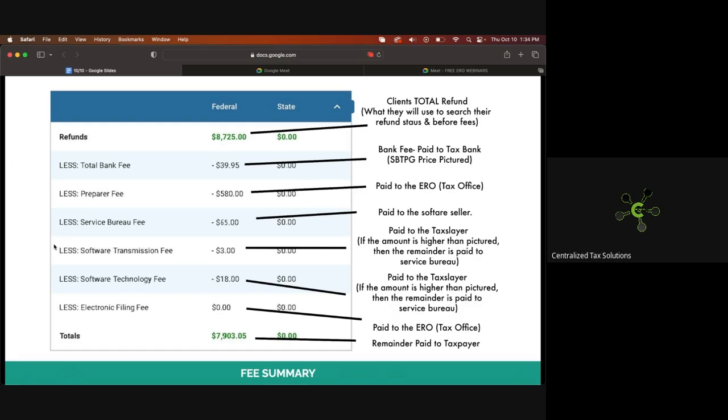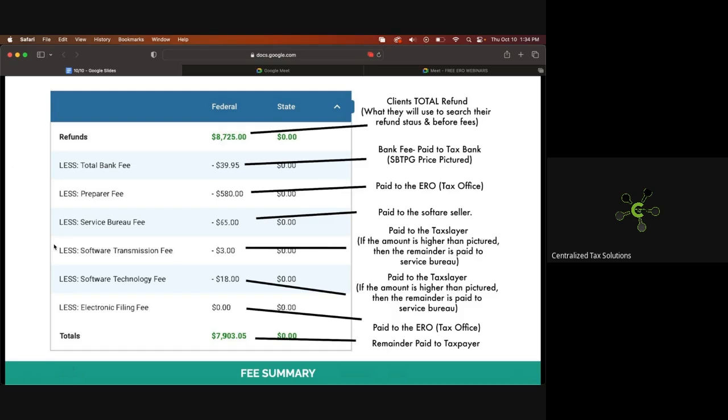But if you ever decide to become a service bureau, or you guys are EROs, just make sure that you keep your pricing standard to the industry, and also keep in mind your value. I wouldn't say people who just sell software and nothing else should charge much of a service bureau fee, because they don't provide a lot of value. But everybody's entitled to their own pricing. And even with the preparer fees, I would say look at what the industry rate is.